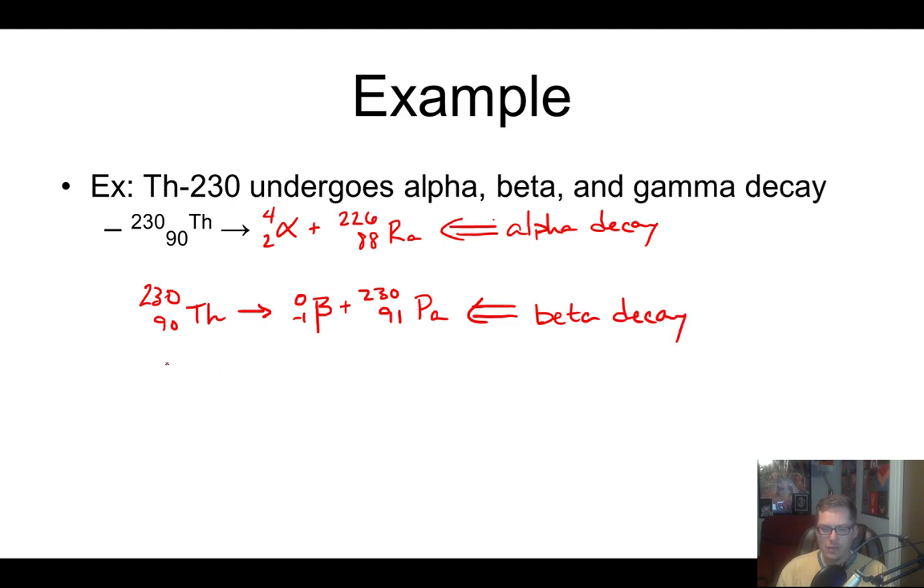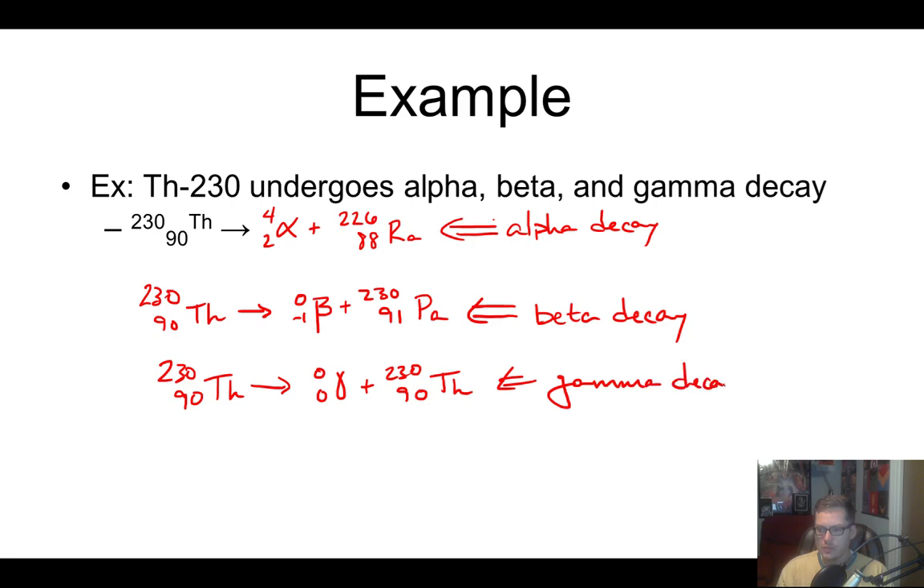All right, and then we'll just go ahead and make it undergo alpha or gamma decay, even though we already talked about how easy that is. So remember, gamma decay is 0, 0, so this guy remains completely unchanged. All right, so thorium, and so this is our gamma decay. All right, easy peasy.